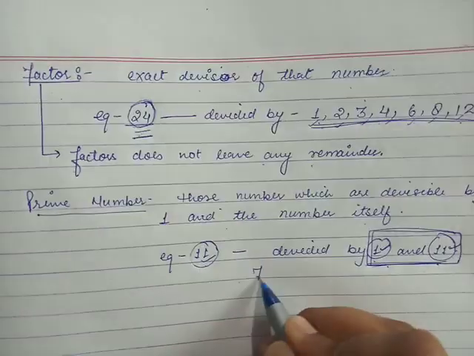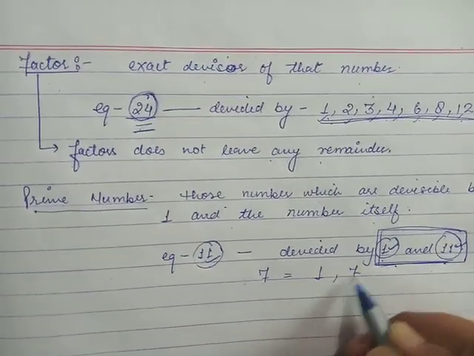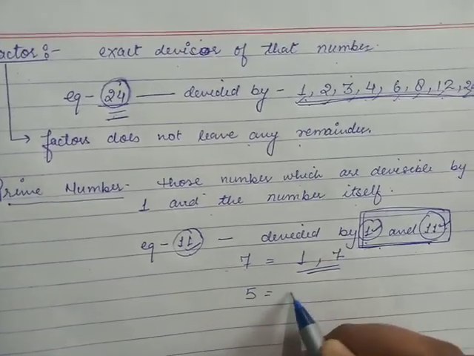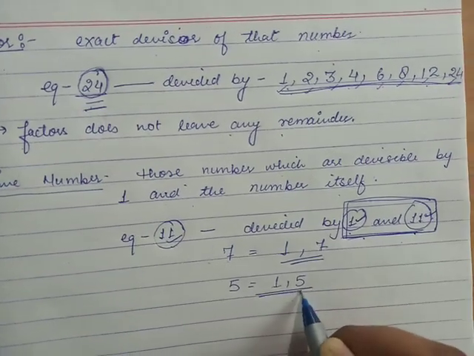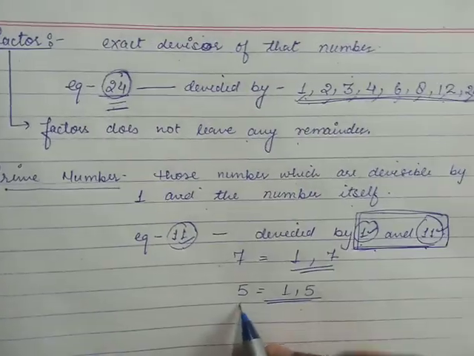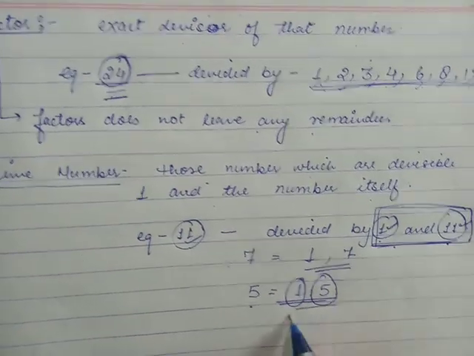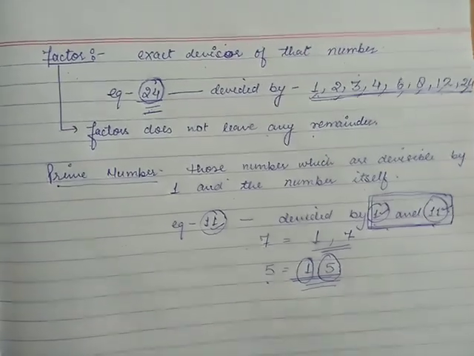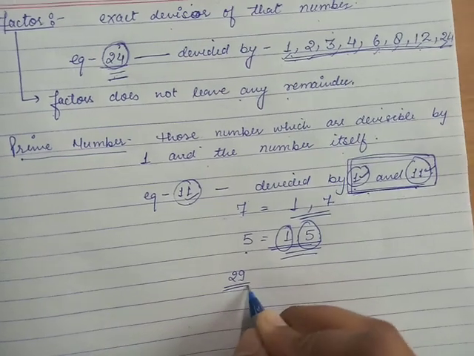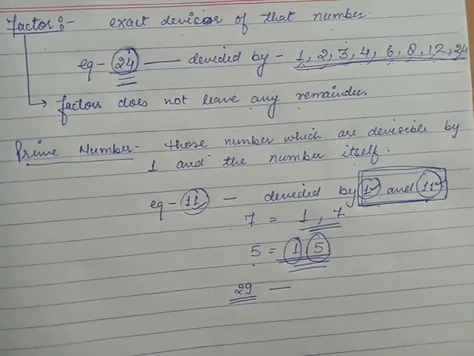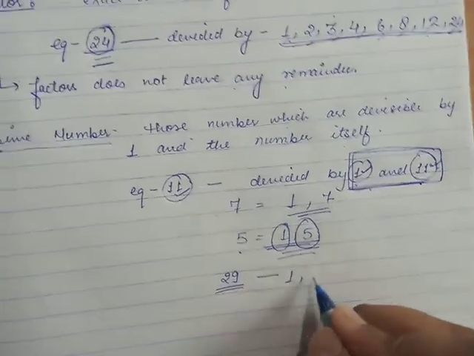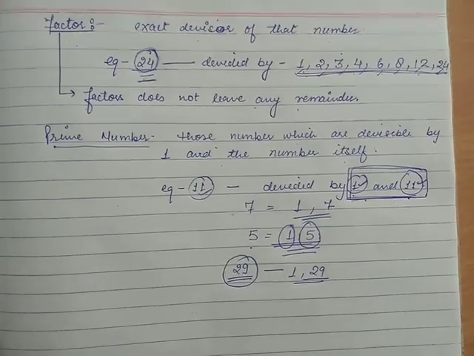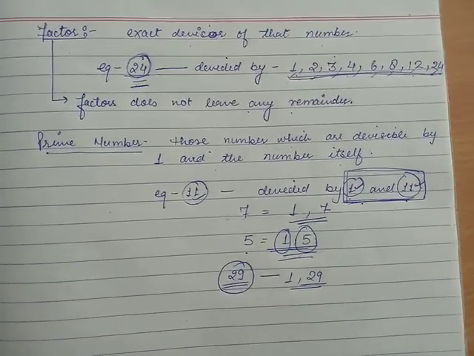You can see that 7 has 1 and 7 as factors, and 5 has two factors, 1 and 5. That means those numbers which have only two factors, 1 and the number itself, are prime numbers. You can see that 29 is not divisible by any number except 1 and 29 itself, so it is also a prime number. So I think you now know what a prime number is.